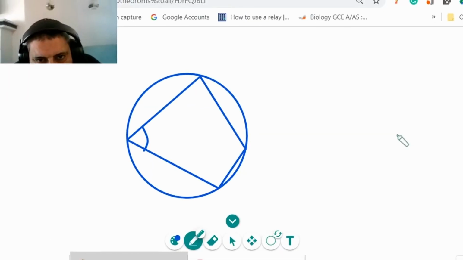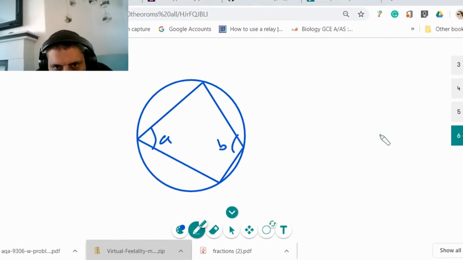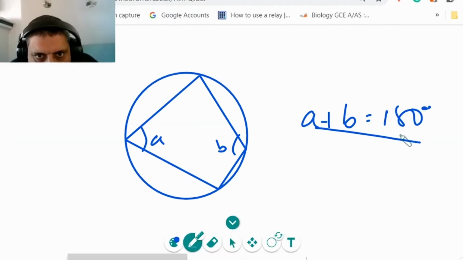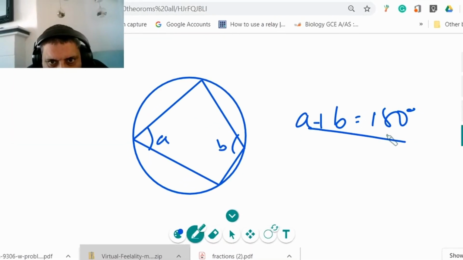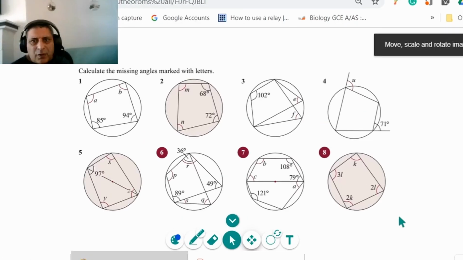Now this is only true for a cyclic quadrilateral. If you have a four-sided shape inside the circle, let's call it angle A, angle B, angle A plus angle B will equal 180 degrees. So for example, opposite angles always add up to 180 degrees. If that's 80, that's 100. So have a go at those questions.